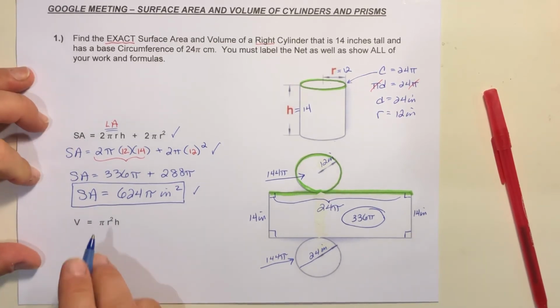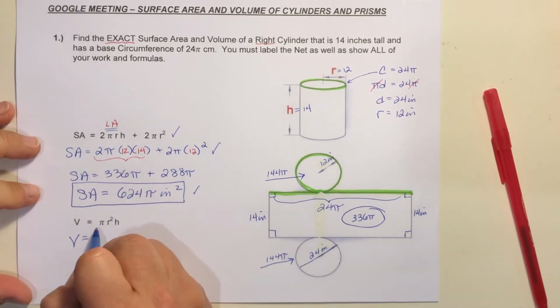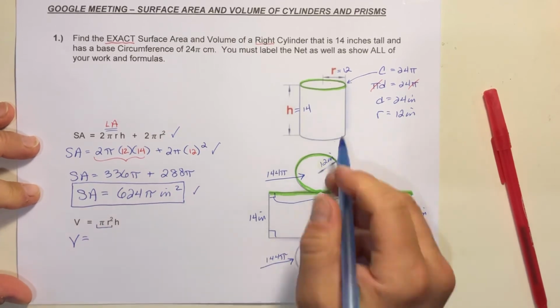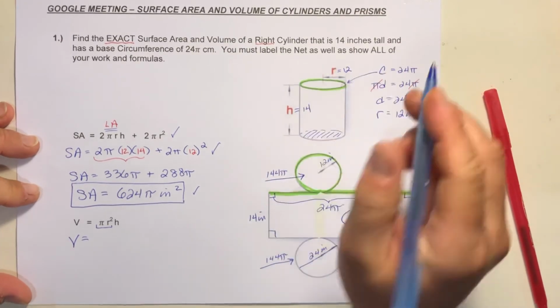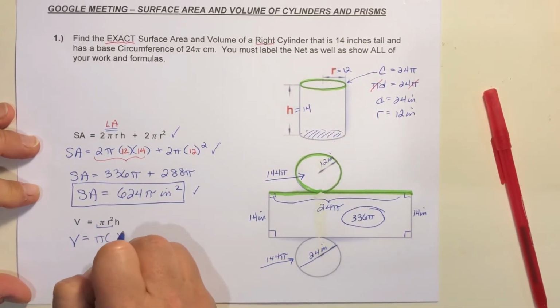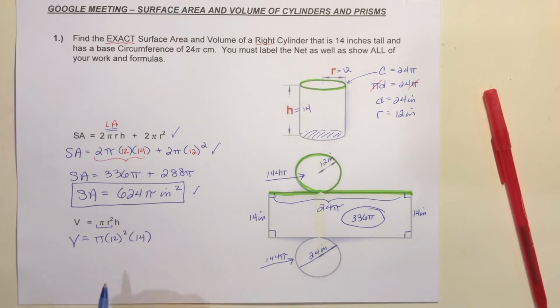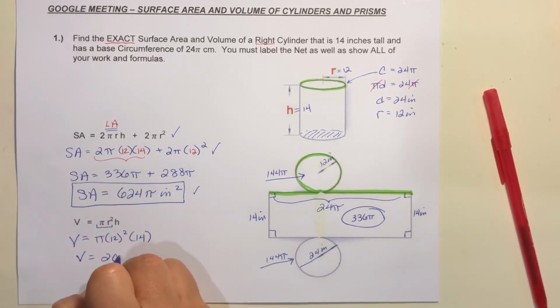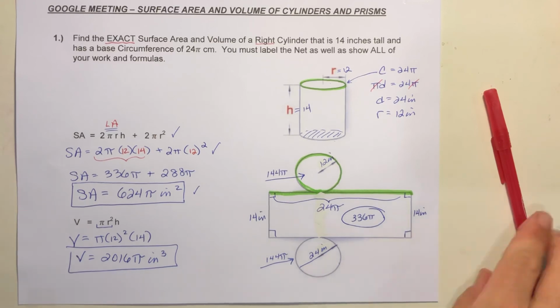Alrighty, now to finish up, volume is always going to be the area of one base multiplied by how tall it is. Think about it. Pi r squared is the area of one circular base, and then we multiply it by how tall it is. So pi radius squared times the height. My radius, once again, was 12. My height is 14. So now I'm going to do 12 squared, which is 144, times 14, and that gives me a total of 2,016 pi. Got to remember to put the pi back in there. Inches what? Inches cubed.